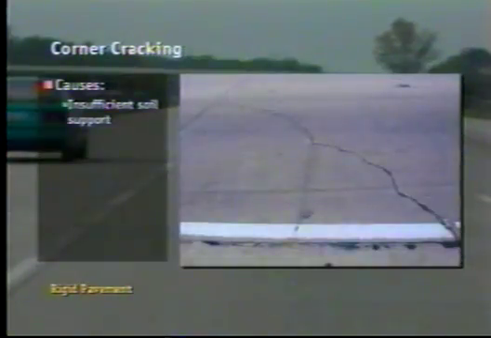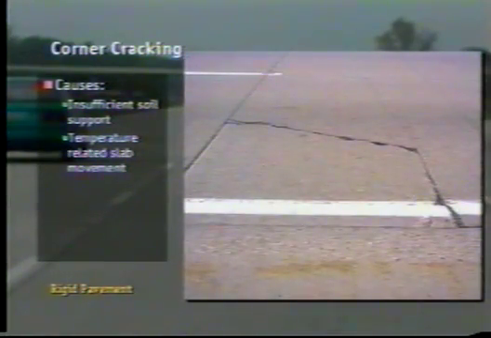With corner cracking, you'll see diagonal cracks near the corner of the concrete slab, usually within 1 foot of the corner. This causes insufficient soil support or concentrated stresses due to temperature-related slab movement. Partial or full-depth patching or full-depth joint replacement will remedy this situation.